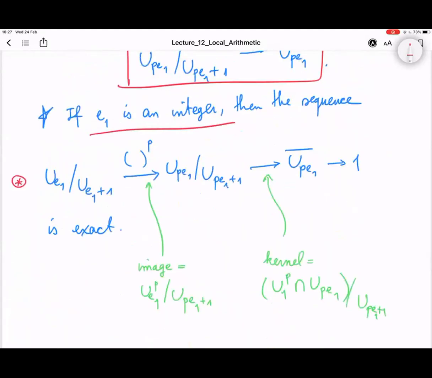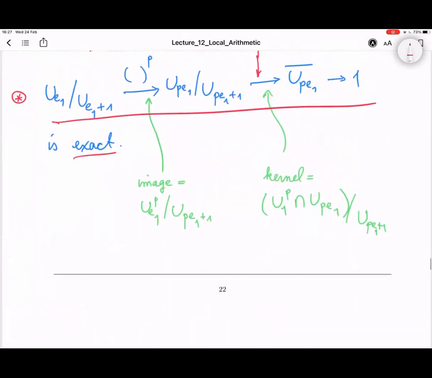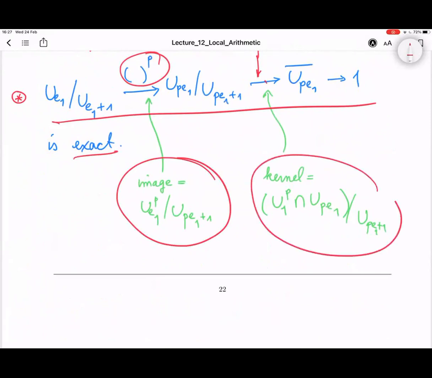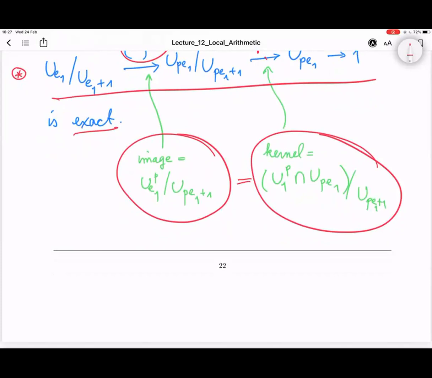And the claim is that if e_1 is an integer, then this sequence is exact. What is this map here? This is the map which I've just defined. So the claim is that this is exact. What is the image of this raised to the power p map? By definition, it's this. And what's the kernel of this map? By definition, it's this, right? And I have to prove that these two things are equal in order to show that it's exact here.